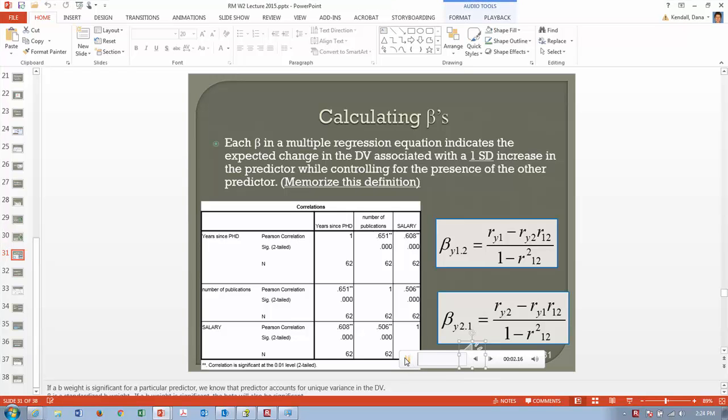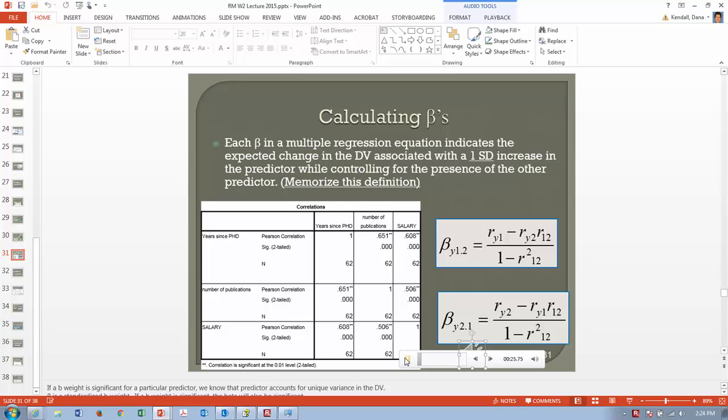Okay, so calculating standard slopes in multiple regression is very simple, thankfully. And SPSS, of course, will do this for us. But it's nice to look at what contributes to a small versus large beta weight. So first of all, what is a beta weight in multiple regression?